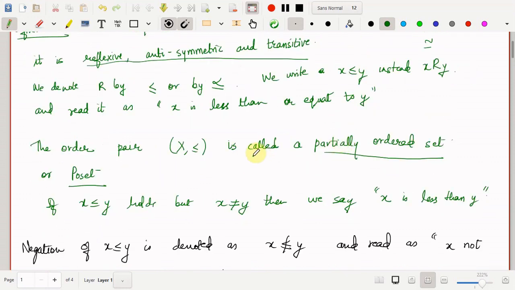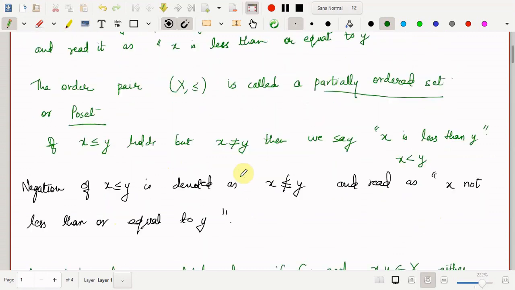Now the set with this partial order relation is called a partially ordered set, or it is also called a poset. Okay, now if x is less than or equal to y holds, that is, if x is related to y through that partial order relation, and if x is not equal to y, then we write it as x is less than y, or we say x less than y.